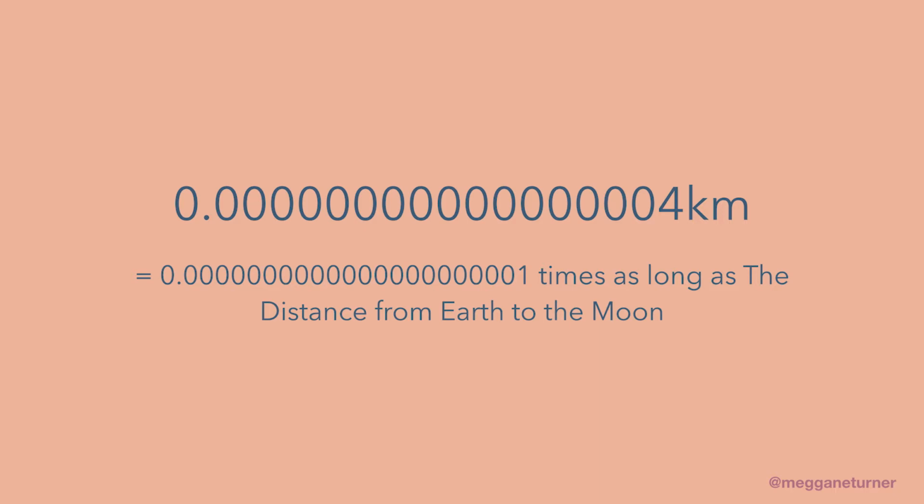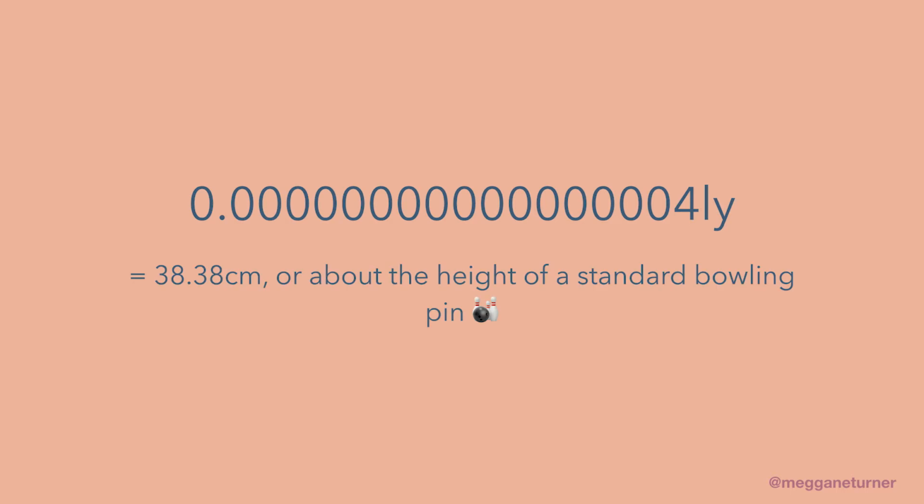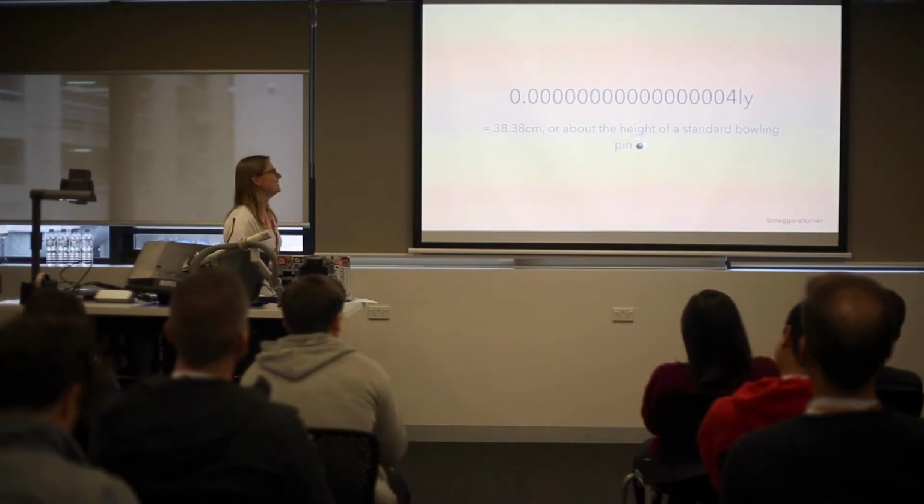Not big enough. Let's go big, really big. If I were trying to measure 1 light year, and I had a margin of error of 0.1604 light years, it would be about 38.38 centimeters off, which is about the height of a standard bowling pin. That's a fun fact I learned.